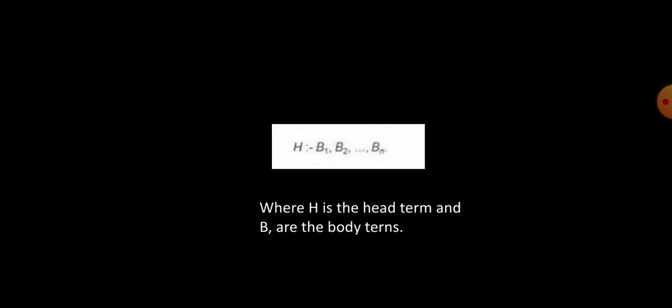This is an example of logic programming: H :- B1, B2, ..., Bn, where H is the head term and the Bs are the body terms. The logic programming system uses inference steps to prove the goal is true, applying a logic resolution strategy, meaning H is true if all B are true.